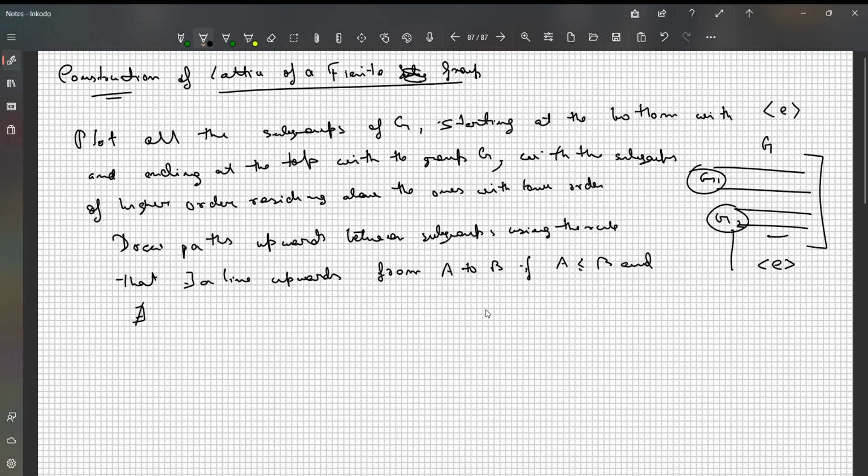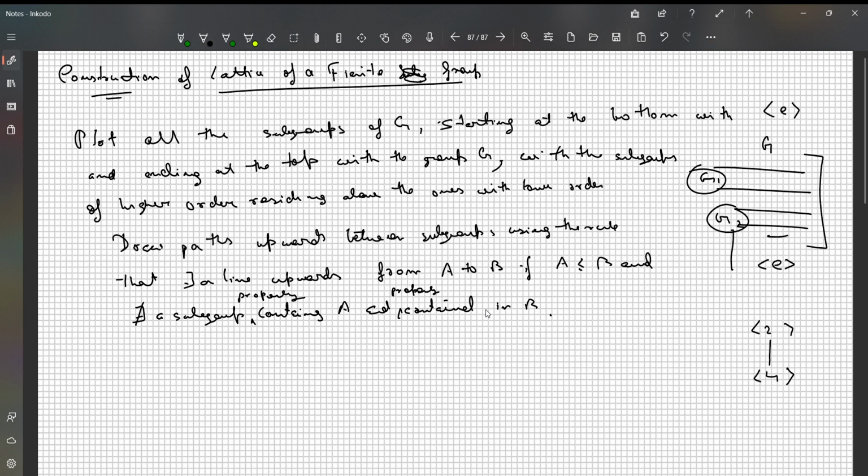And there does not exist a subgroup containing A and contained in B, or I should say properly containing A and properly contained in B. So obviously you had this subgroup 2 and you had this subgroup 4.